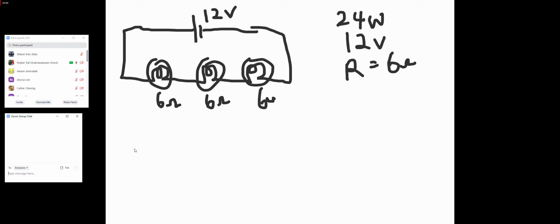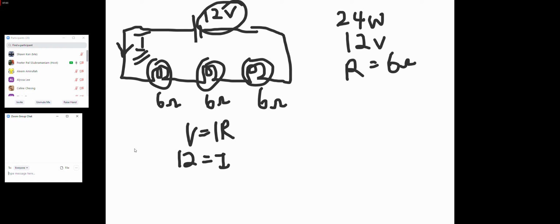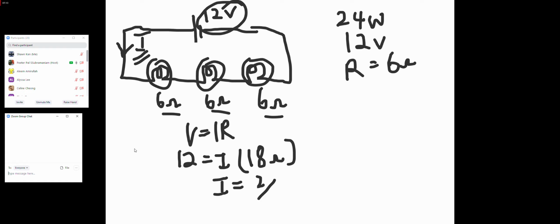So how to find the main effective current? This is the main effective current, the main current. So how to find this value? V is equal to IR. The source voltage is 12. I do not know the main current. Total resistance now is 18 ohms. So the current will be 12 divided by 18, 2/3 ampere only.